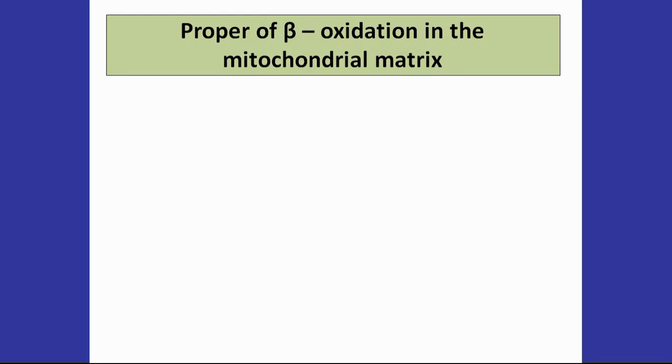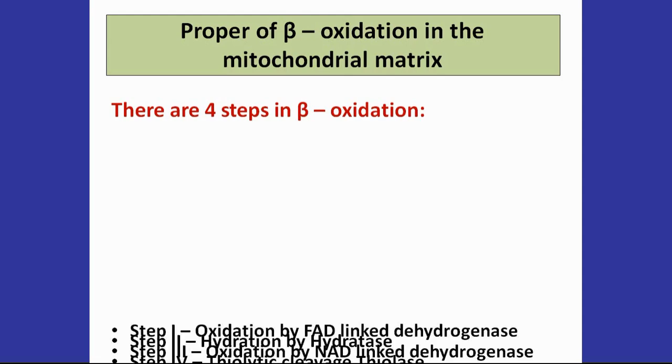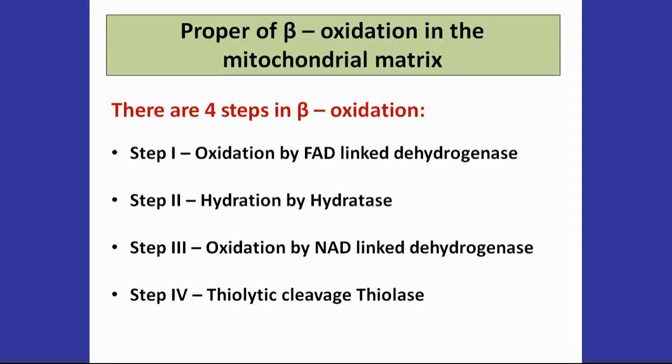Okay, now what will happen once this fatty acid gets inside the mitochondrial matrix? We know that beta oxidation takes place in the mitochondrial matrix, but what are the steps? Basically, beta oxidation takes place in four distinct steps. Step 1 is oxidation by FAD-linked dehydrogenase. Step 2 is hydration, done by the enzyme hydratase.